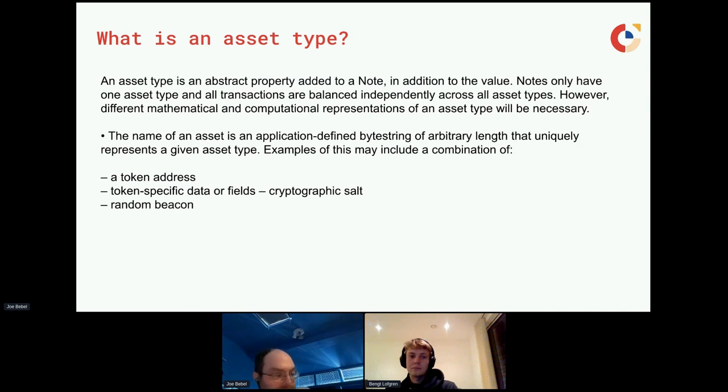So let's diverge from Sapling for a second and just discuss what is an asset type. What are we formally trying to do here? Well, an asset type is an abstract property added to a note in addition to its value. So if a note doesn't have any asset type, then implicitly all notes must have the same asset type. The asset type is implicit and it's shared across the entire shielded pool.